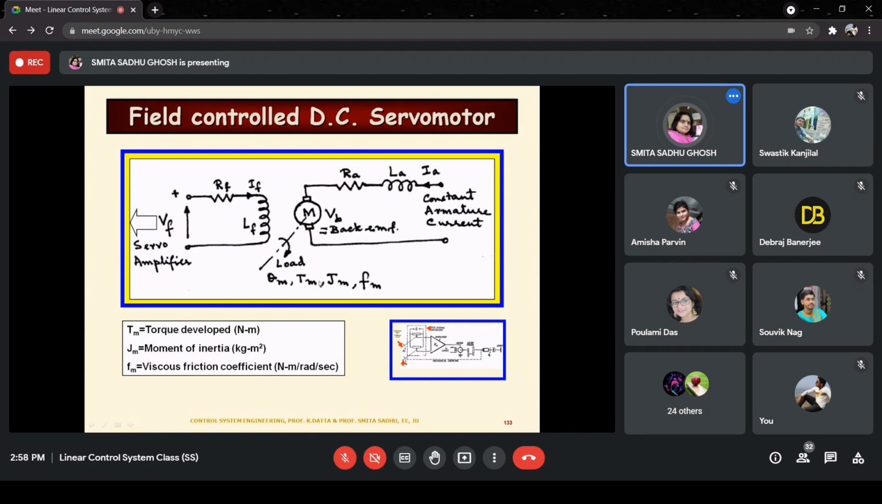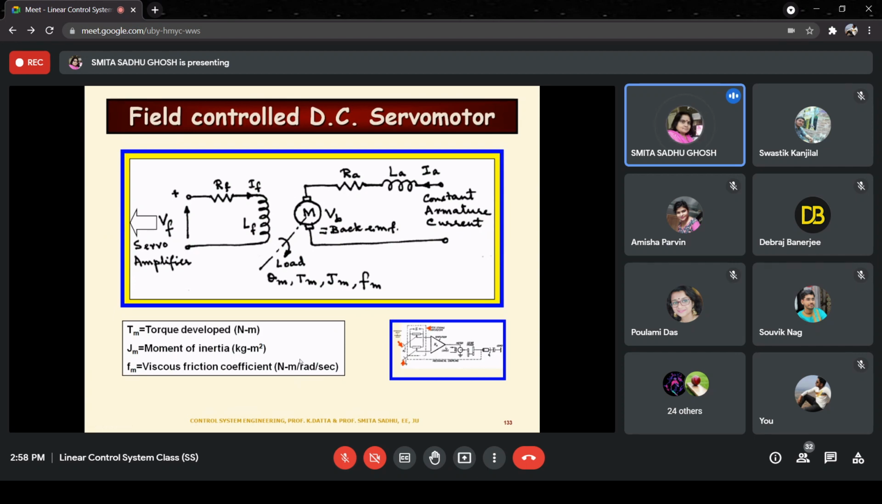Tm is the torque produced by the motor, right? And Jm and Fm are the moment of inertia and viscous friction coefficient respectively. Proper units you can see are written over here. So Tm is the torque developed in Newton meter, Jm is the moment of inertia in kg meter square, Fm is the viscous friction coefficient in Newton meter per radian per second, right? So basically, those are the units.